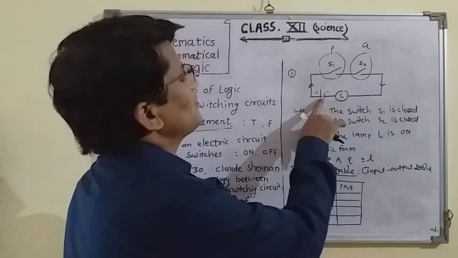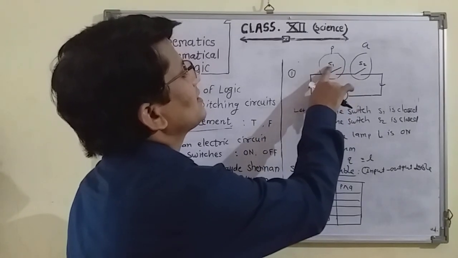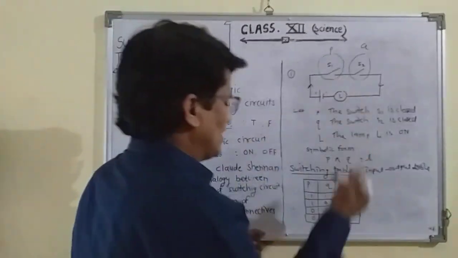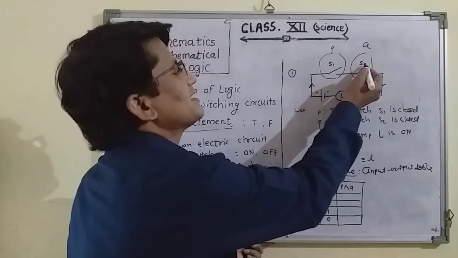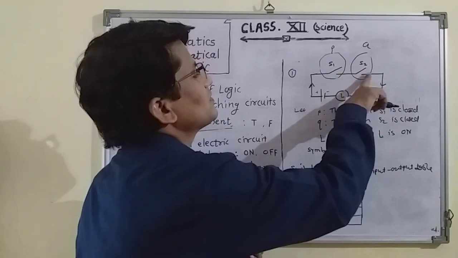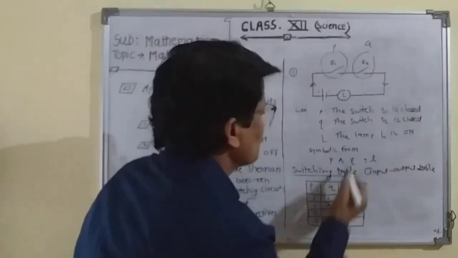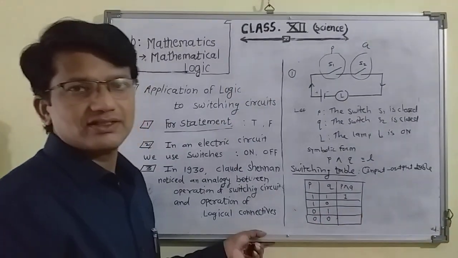If the current flows from this battery, here S1 is closed, current will pass from one point to the other point, which means the truth value is T, or 1. If S2 is also closed, then what? Current flows from this point to the other point, which means the truth value is 1. And then only the lamp will glow, so here is a 1. This truth value is 1.